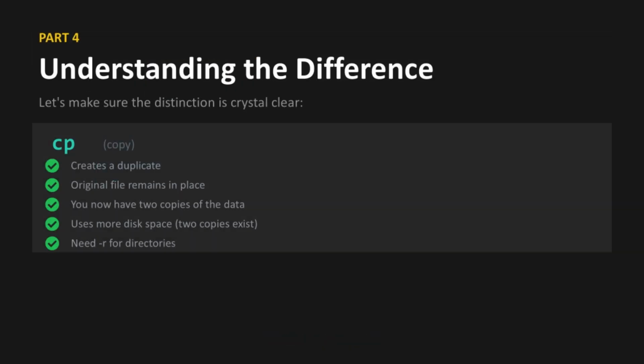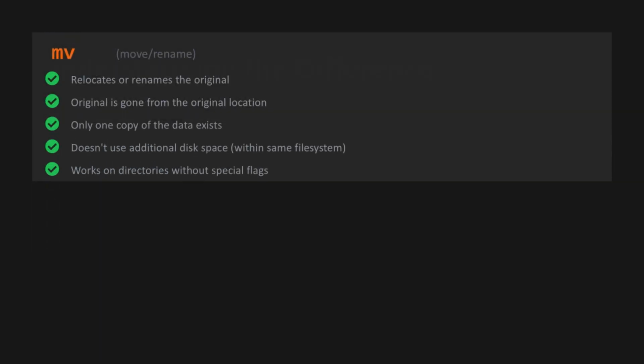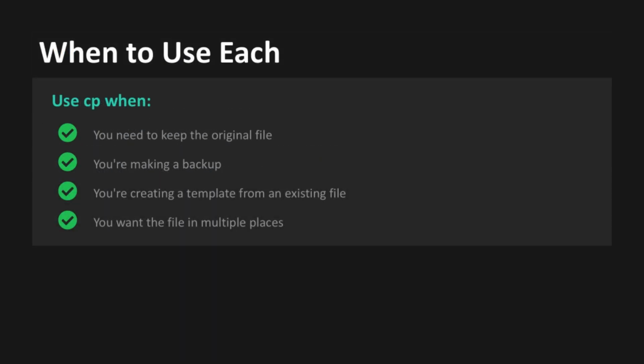So let's just verify the distinction between cp and mv is completely clear. cp creates a duplicate. The original file remains in place. You now have 2 copies of the data. It uses more disk space because 2 copies exist, and you need to use the -r flag for directories. But for move, which is also move and rename, mv, it relocates or renames the original. The original is gone from the original location. Only 1 copy of the data exists. It does not use additional disk space within the same file system, and it works on directories without the -r flag, doesn't need a special flag to work. So you see the quick recap of when to use each.